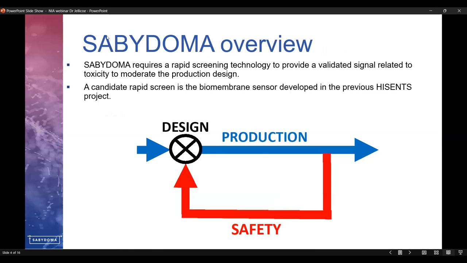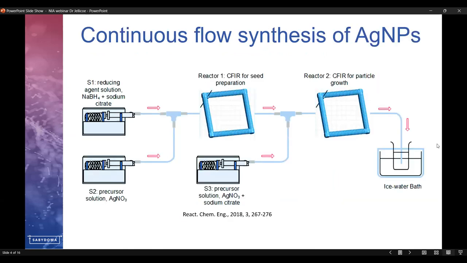The shorter overview of this is trying to design a reaction, make the particle, and then increase the safety in regards to toxicity, and then go around in this endless loop of making materials and trying to make them less toxic. So for the continuous flow synthesis of the silver nanoparticles, we looked at replicating this paper that used CFIRs, which are coiled flow inverted reactors.